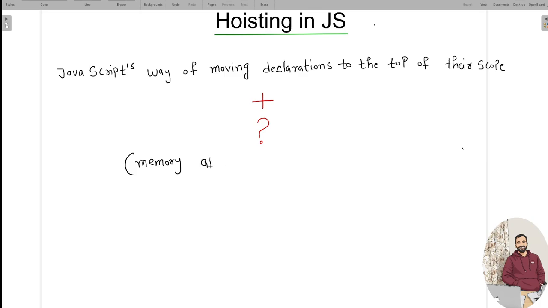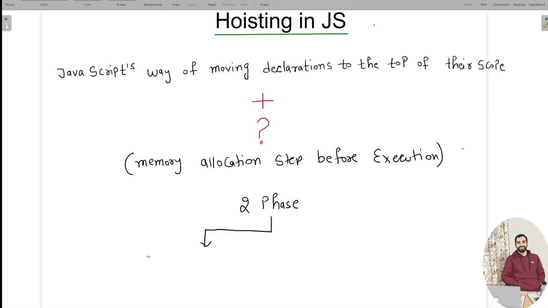a memory allocation step before the execution. So what do we mean by this? See, our JavaScript code will run in two phases. What are the two phases? The first phase is the memory creation phase, and the second phase is the execution phase.